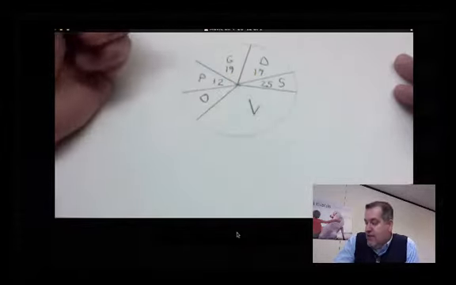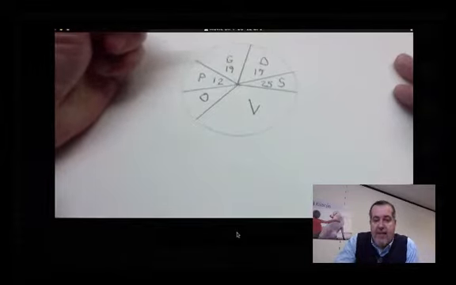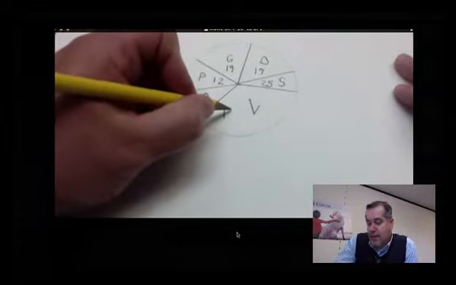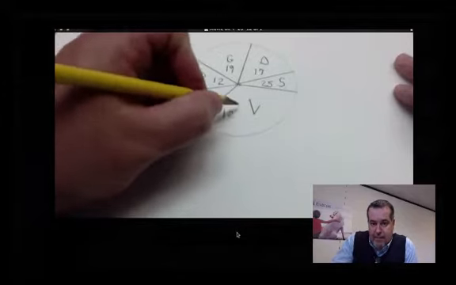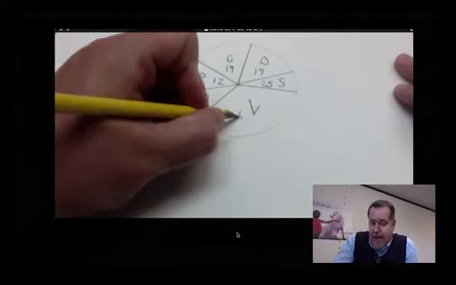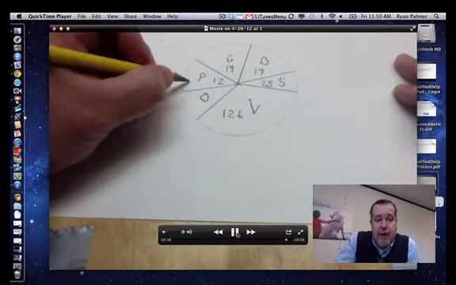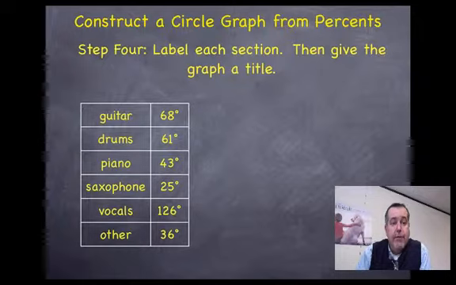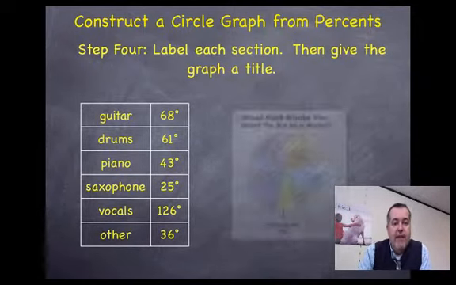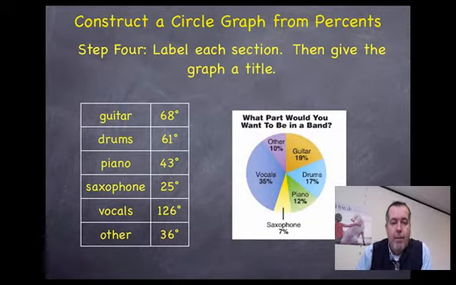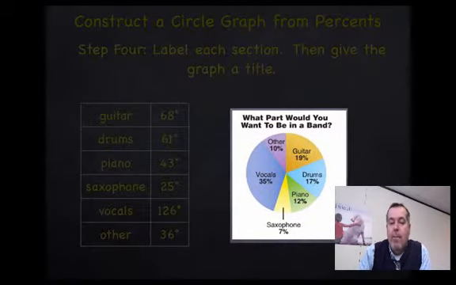And when you do have a section that is too tiny to actually do any writing, you can label it on the outside of your circle graph and just draw a line to the section to show where that is. So step 4 is to label each section and then give the graph a title. And if you take a look, this would be the proper way. We've got a title here. What part would you want to be in a band? And usually the title is the question that was asked of the people that were surveyed.